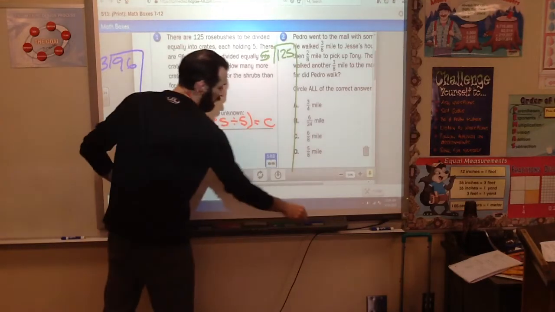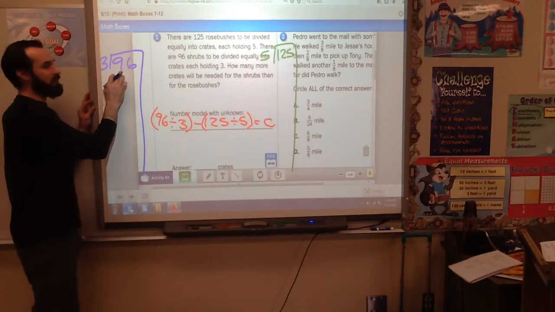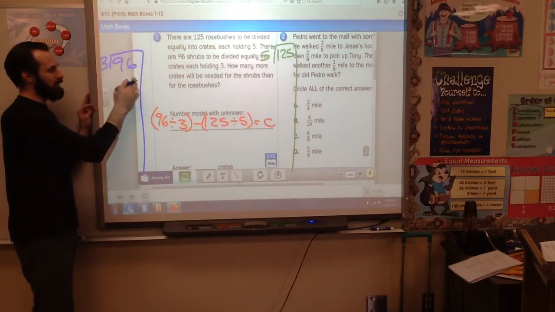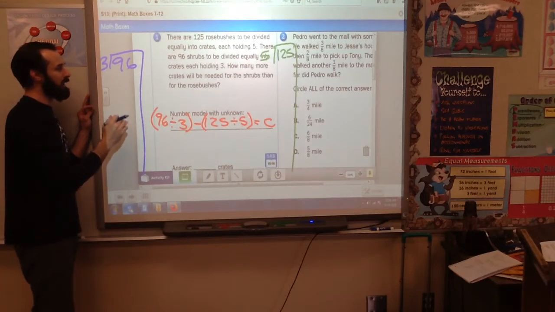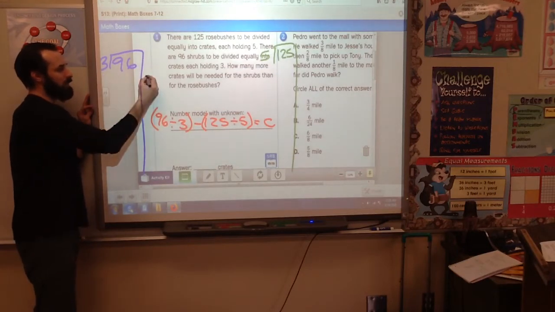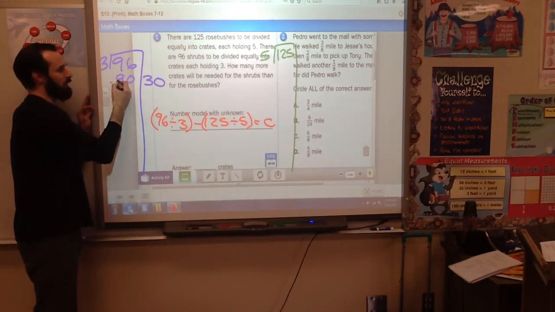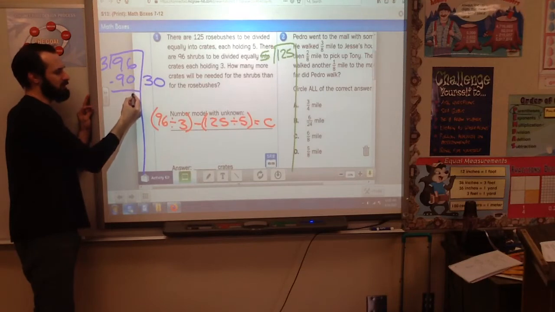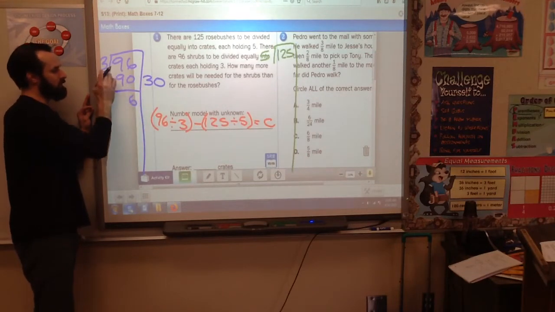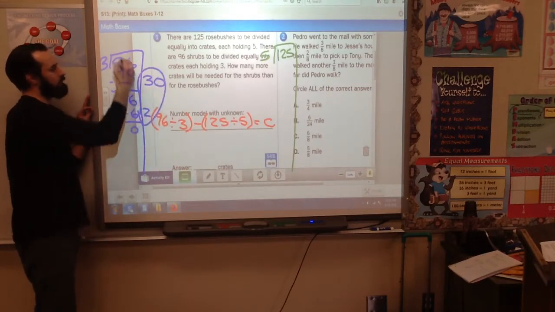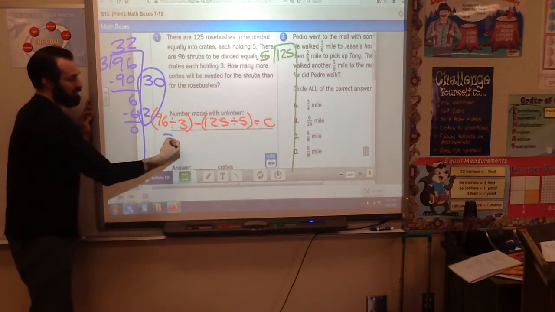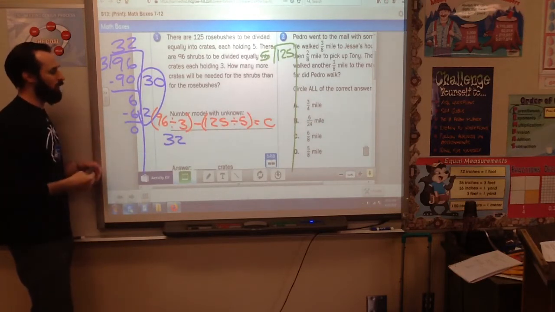Alright, so solving the first one, I'm going to solve the shrubs first. I look at this 9. And what I'm thinking is, 3 times what is 9? 3 times 3 is 9. I put a 0 there. And then I subtract. 6 minus 0 is 6. What times 3 is 6? 2. 3 times 2 is 6. And subtract. So your answer on this one is 32. So you're going to need 32 crates for the shrubs.